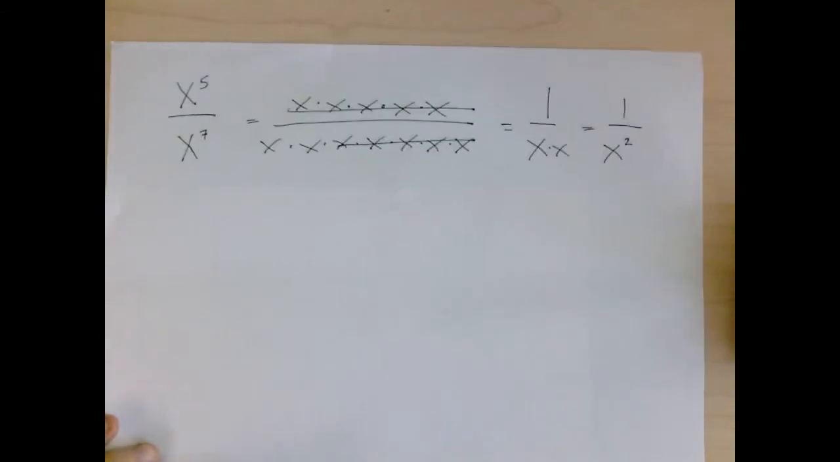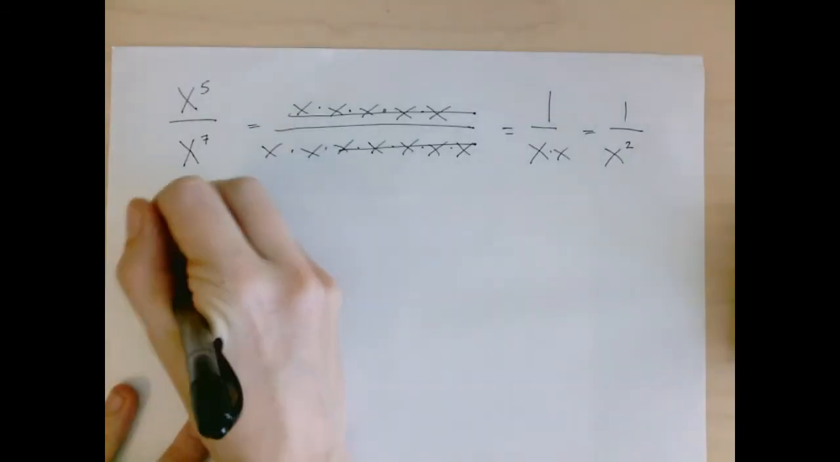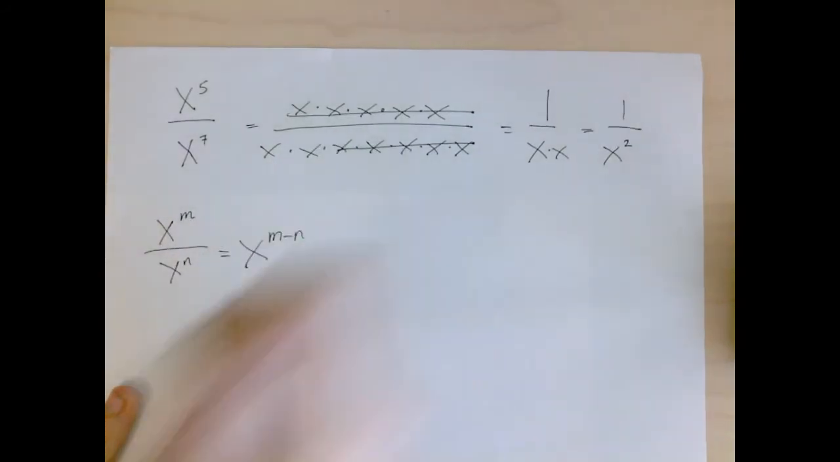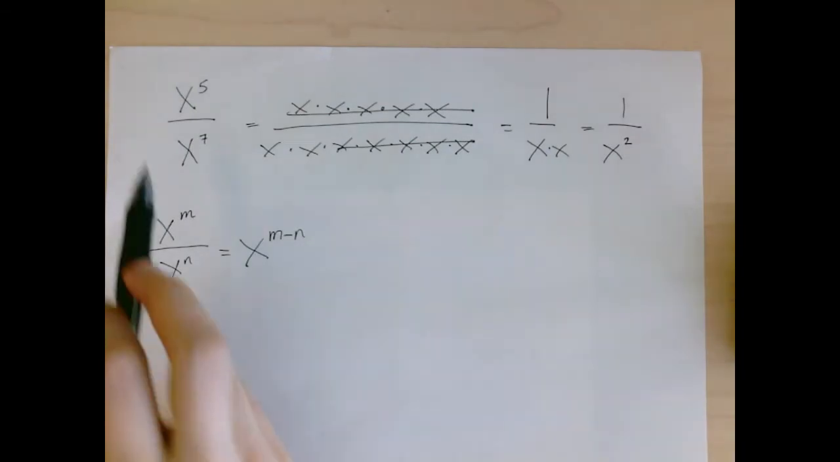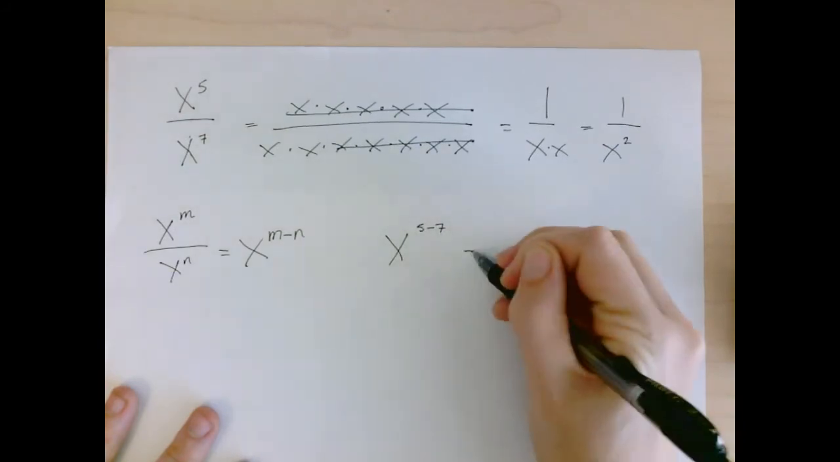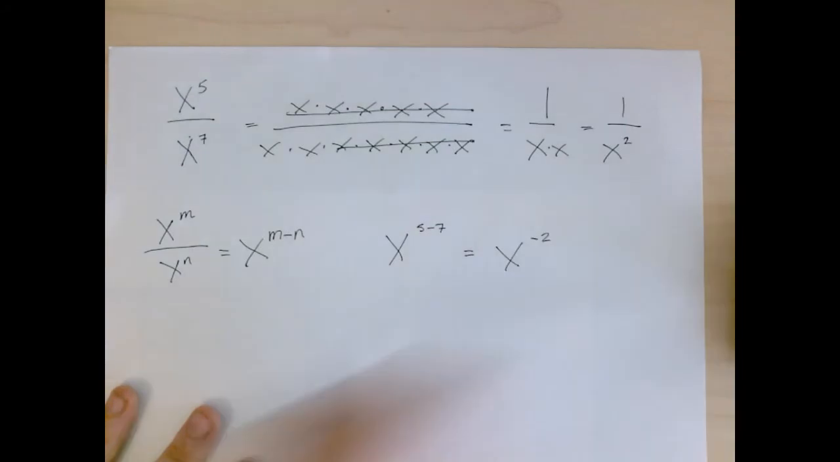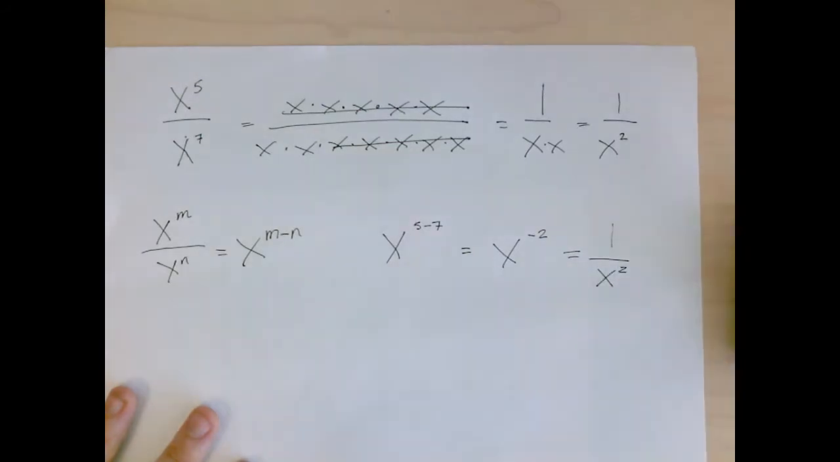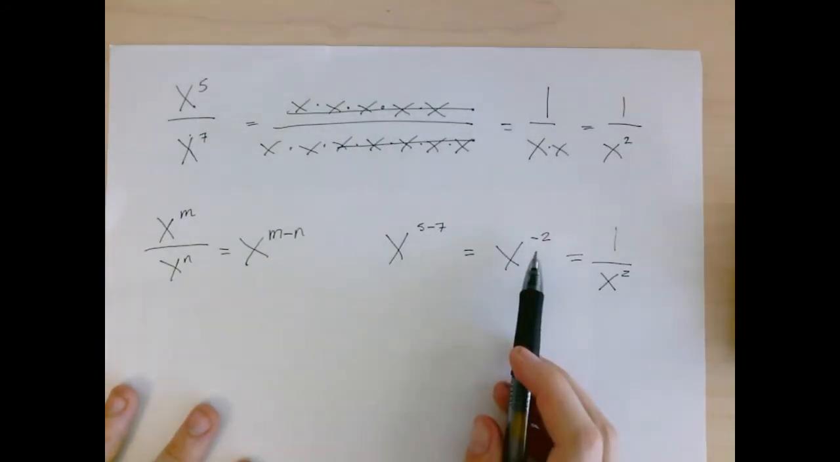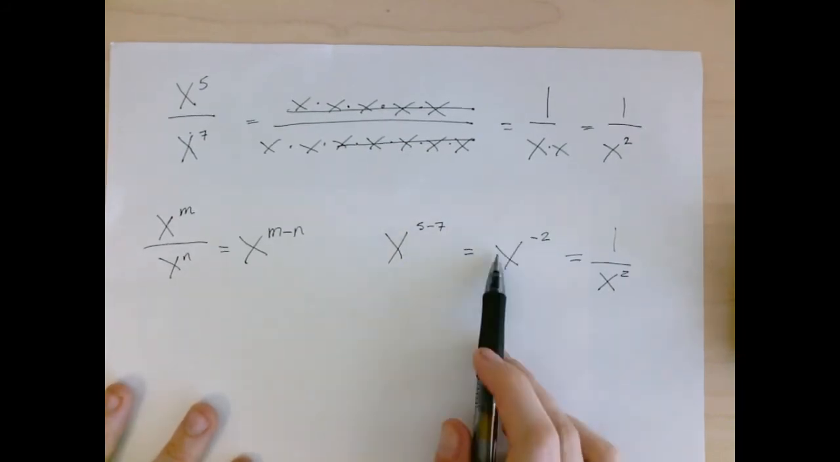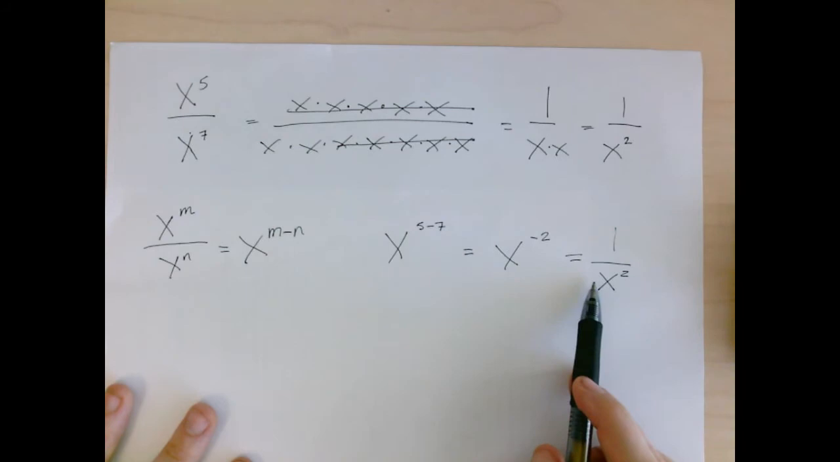Now when I use the rule from the previous step that x to the m over x to the n is equal to x to the m minus n, if I use these rules on this guy, I'm going to have x to the 5 minus 7 equals x to the negative 2, which is equal to 1 over x squared. So this negative in an exponent has nothing to do with the base being negative. All that means is that it exists in the denominator.